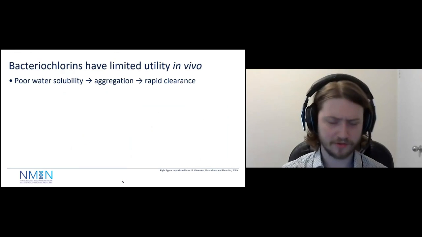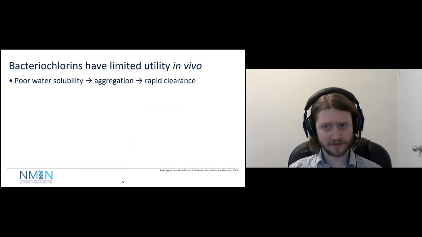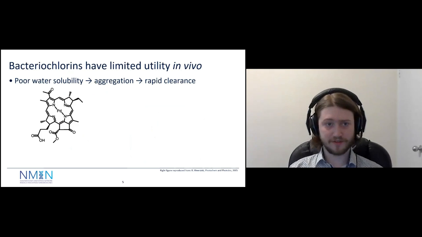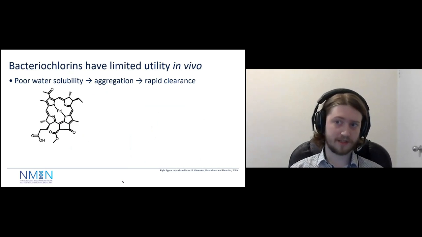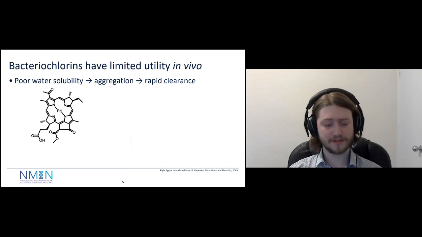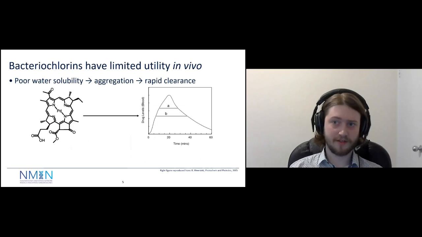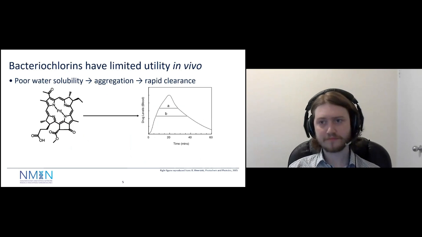The problem with the bacteriochlorins is that they have quite limited utility in vivo. They're generally not water soluble, which leads to aggregation, which leads to rapid clearance. For example, take palladium chelated Bacteriopheophorbide, one of the most heavily investigated bacteriochlorins. And you can see from the results of this phase 1 clinical trial that after a 20-minute infusion period, nearly all of the drug has cleared in under 1 hour, indicating just how rapidly these drugs clear.